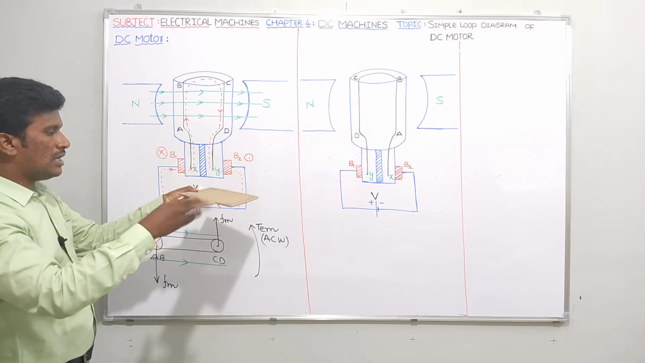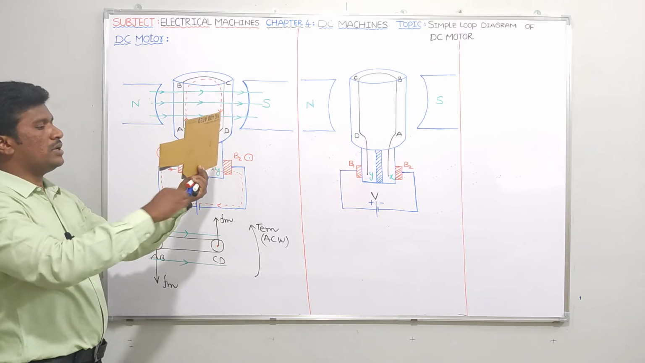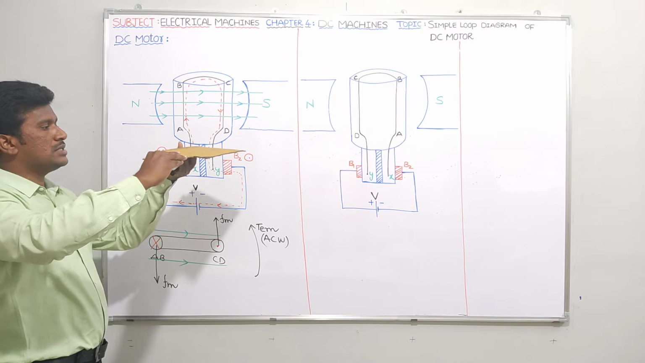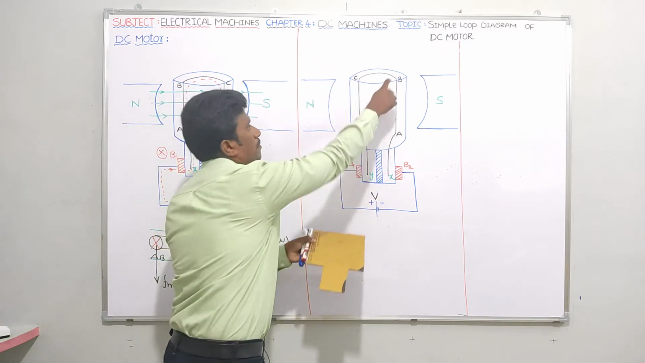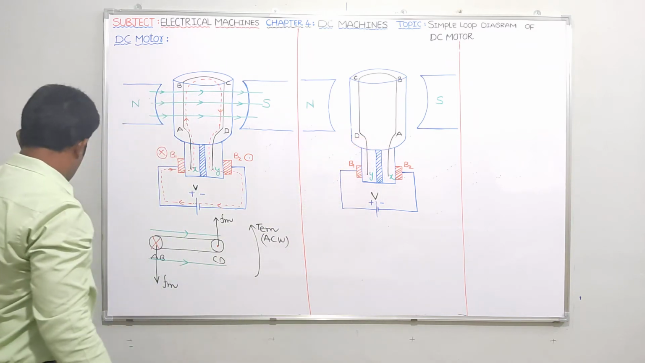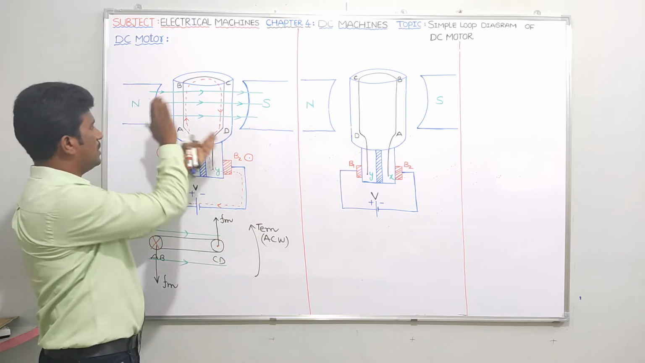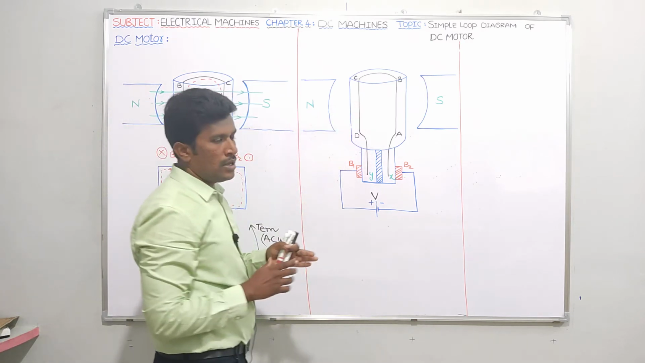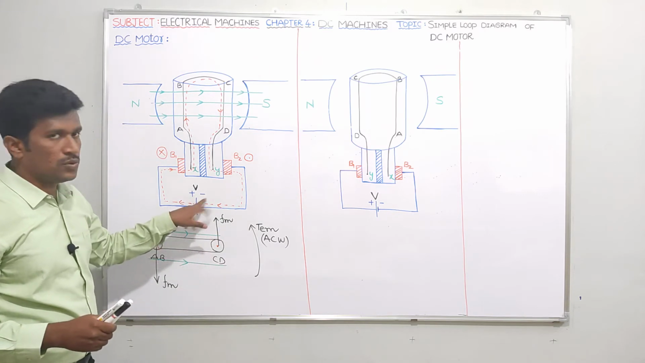Anti-clock means it will be like this. So C, D will come upside and A, B is going downside. Next, after 180 degrees, C, D will come this side. See, C, D, C, D, B, A, that's it. Is it clear, guys? Now, whenever electromagnetic torque is in the anti-clockwise direction, CD is coming this side, AB is going this side. Now, since DC supply is given to the DC motor, the polarities are fixed, so they won't change.